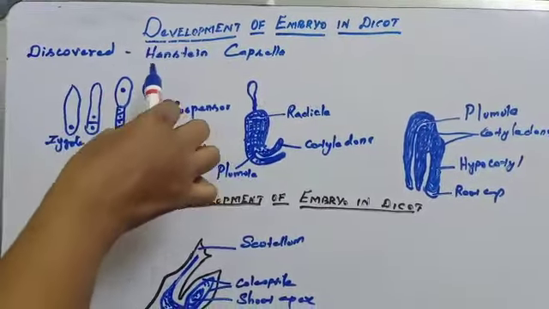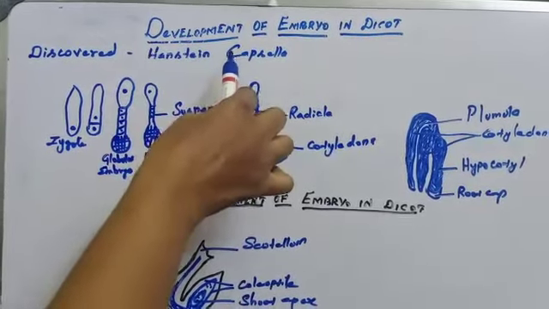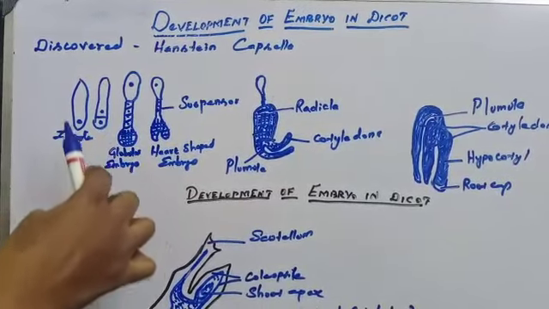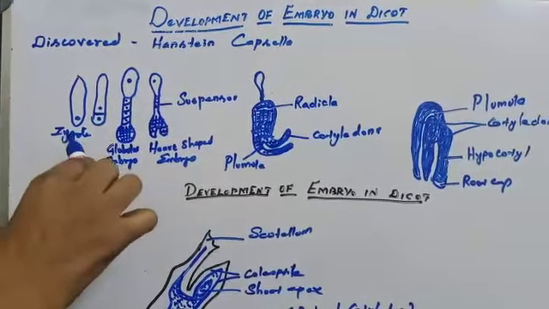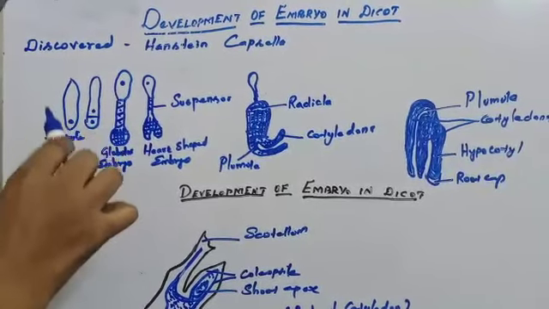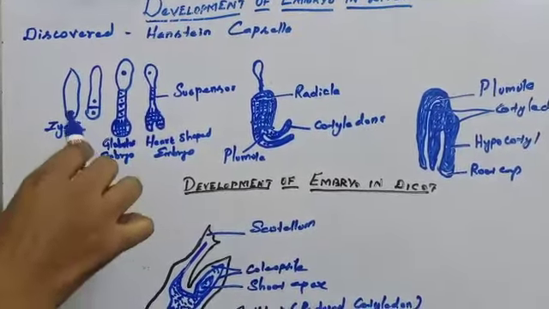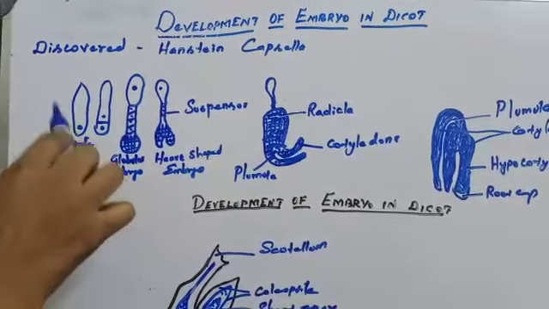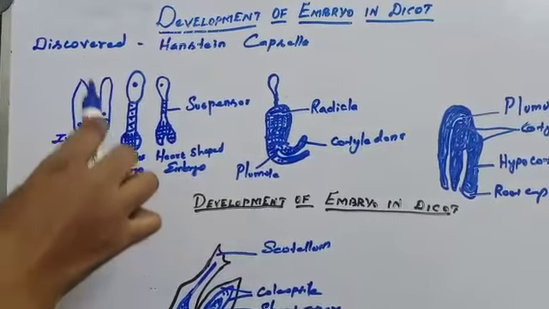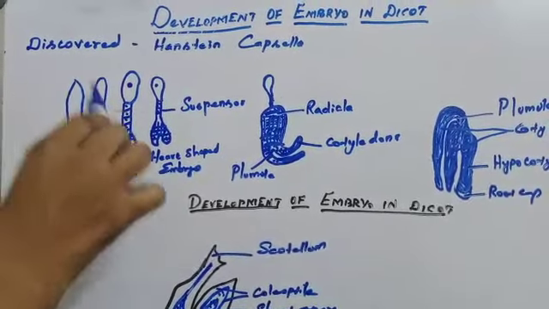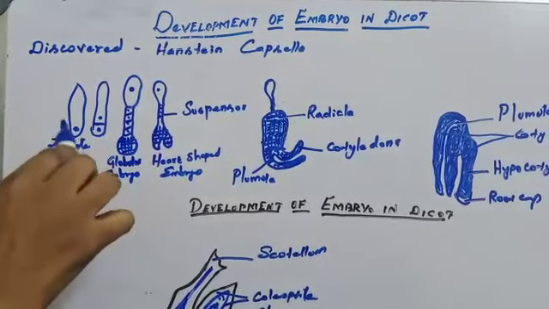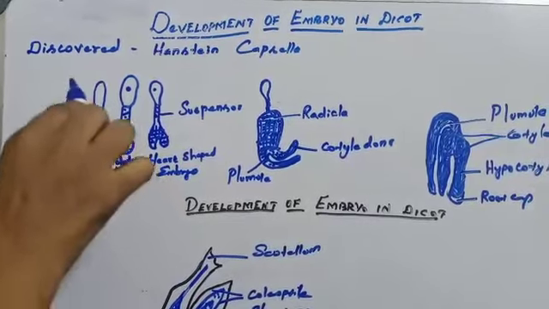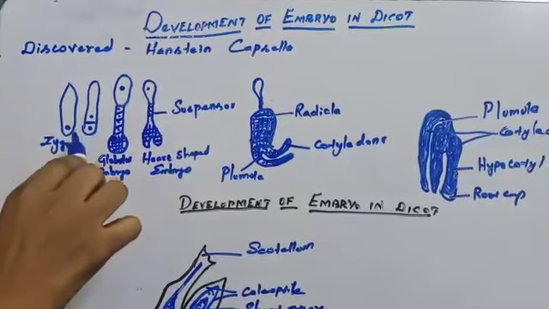This development of embryo was discovered by Hanstein in which plant? Capsella. See, the embryo develops at which end? Micropylar end of the embryo sac. It develops at the micropylar end of the embryo sac where the zygote is situated. Most of the zygote divides only after a certain amount of endosperm is formed, because endosperm only nourishes the developing embryo.